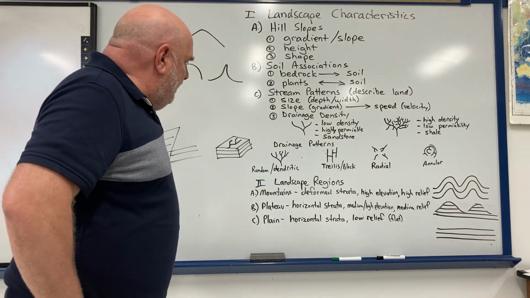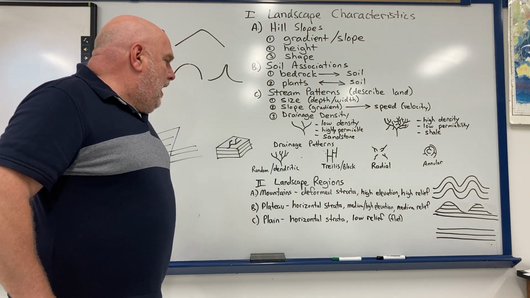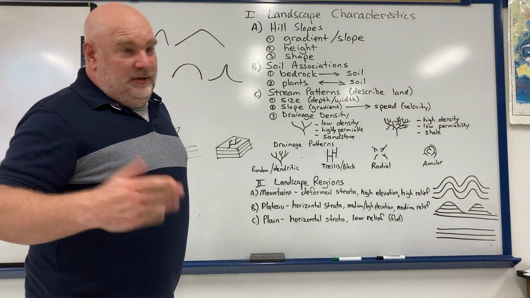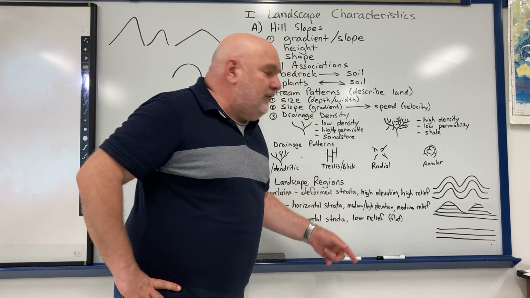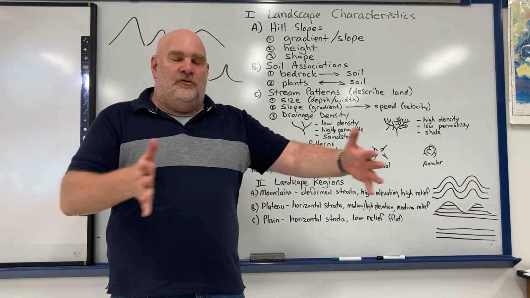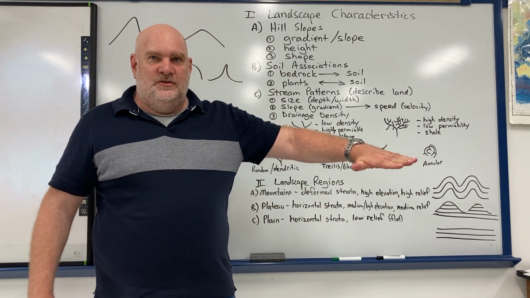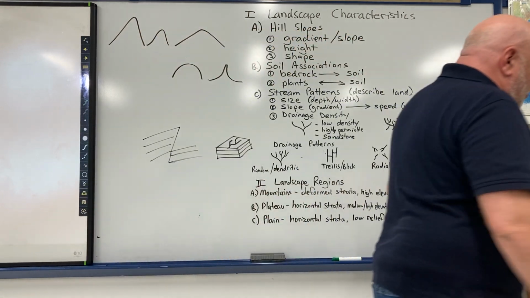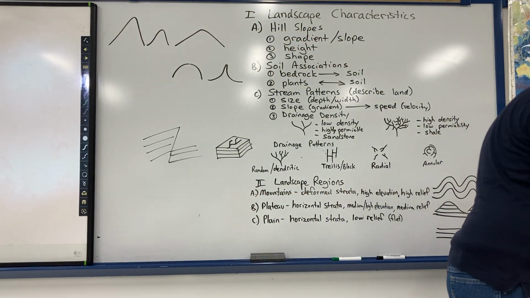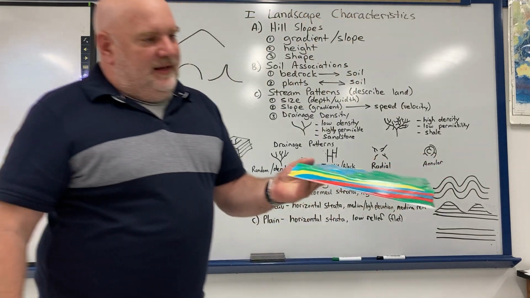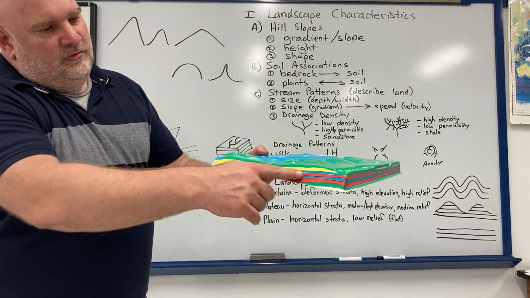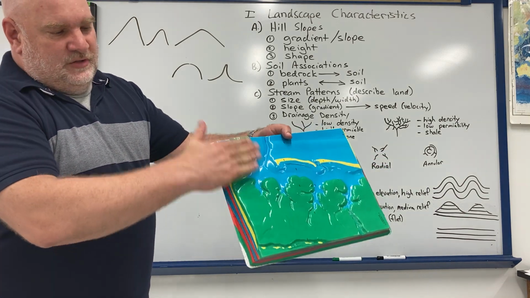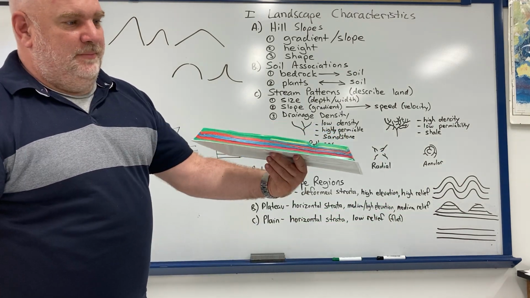All right. Last one here, plains. Plains are kind of, well, plains, horizontal strata, low relief. So in other words, the rock layers are flat and the surface is flat. So over here, this would be kind of like the landscape you'd expect to see with a plain. Horizontal rock layers for the most part, and the surface of the land is pretty flat, so that'd be a plain.